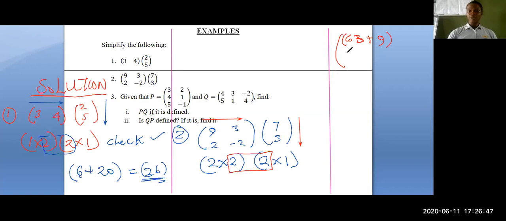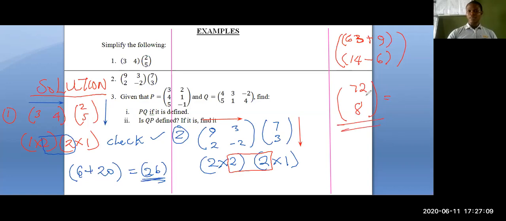2 times 7 is 14. So you have 14 minus 2 times 3, minus 6. So you have minus 6 here. All right. So this is what you have, and you finish up. You simplify. 63 plus 9 gives us 72, and 14 minus 6 will give us 8. So this is the answer there.